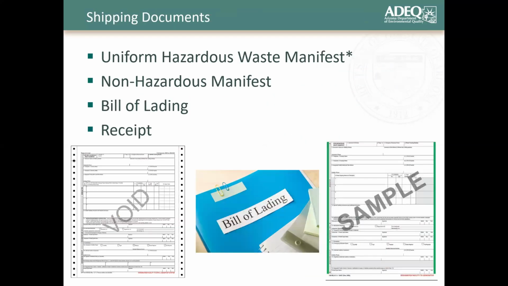Shipping documents. So it's time to send your HSM off to the reclaimer. With this exclusion, your HSM does not need to be manifested on a uniform hazardous waste manifest because it is not considered a hazardous waste. It is a material. Therefore, a non-hazardous waste manifest, a bill of lading, or a receipt will qualify as documentation showing that your HSM was successfully transferred to the recycler.